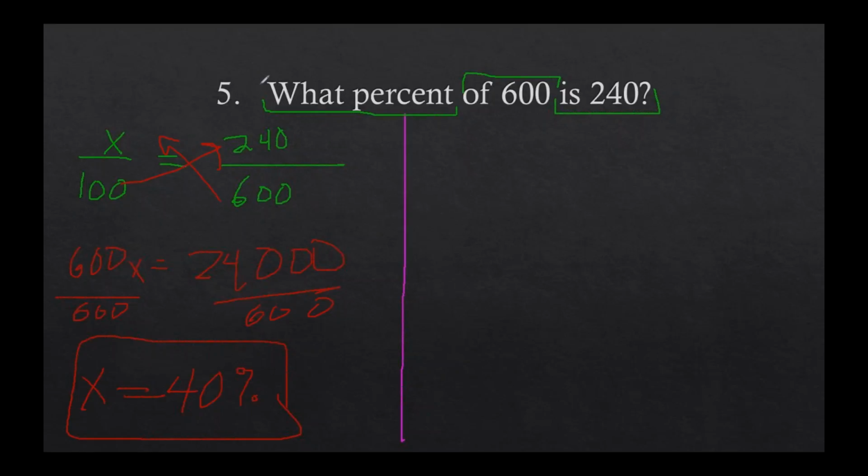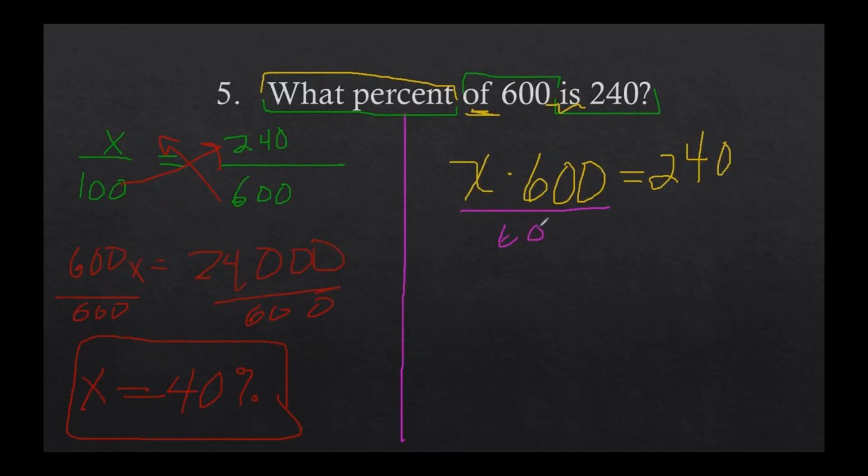All right, so now we're writing our equation. We get what percent? Well, I don't know, so there's x. Of means multiply, so I'll just use the multiplication dot this time. 600 is a number. Is means equals, and then we have 240. So to solve this equation, I would divide both sides by 600, just like we did in the last problem. And now I get x equals 0.4.